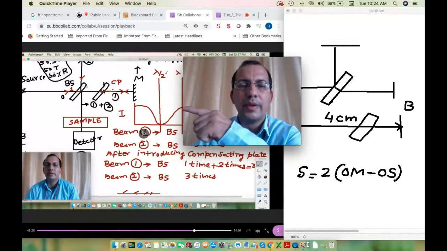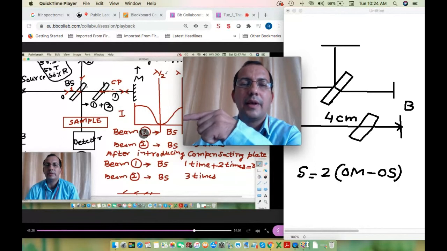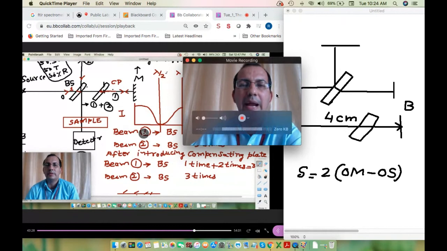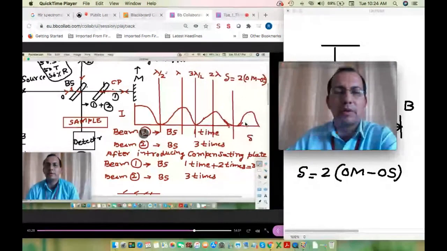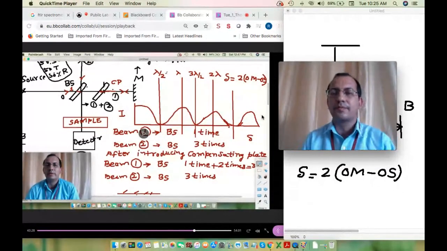This maximum point corresponds to the constructive interference, and the minimum point is the destructive interference in this case. So the pattern which you are observing on the detector will go in this fashion. First you would have the maxima, then you have minima, and then it goes on like this. That's what we have studied here overall.